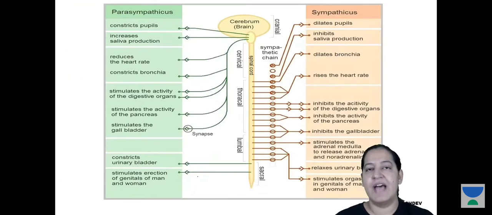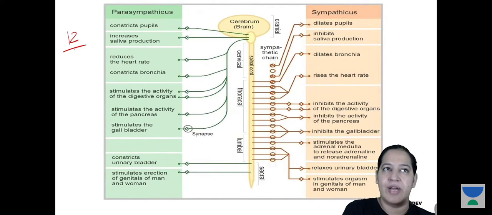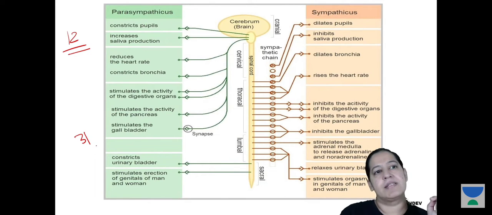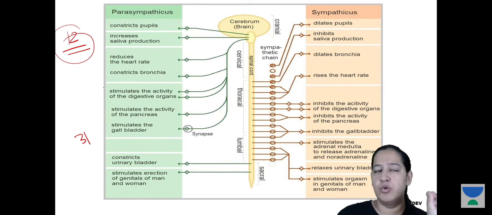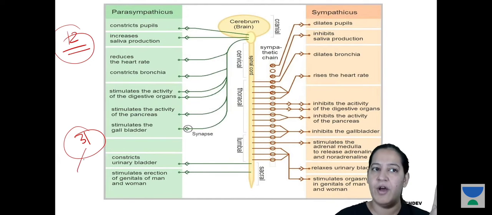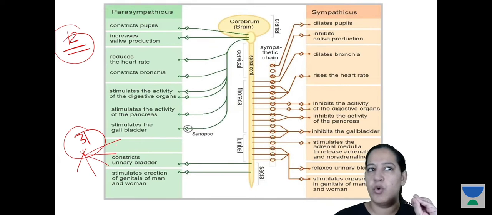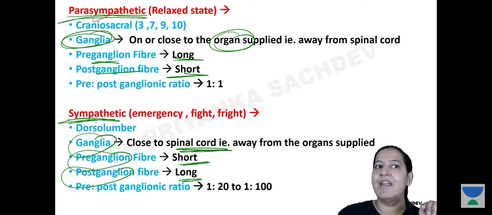One more thing, as I have told you, humans have 12 pairs of cranial nerves and 31 pairs of spinal nerves. Cranial nerves have specific names, 1, 2, 3, 4. Spinal nerves do not have specific names. So 31 pairs are there. But how many of them are cervical? How many of them are lumbar, sacral, coccygeal? You know. So there are a total of 31 spinal nerves. Out of these, how many are parasympathetic and how many are sympathetic?